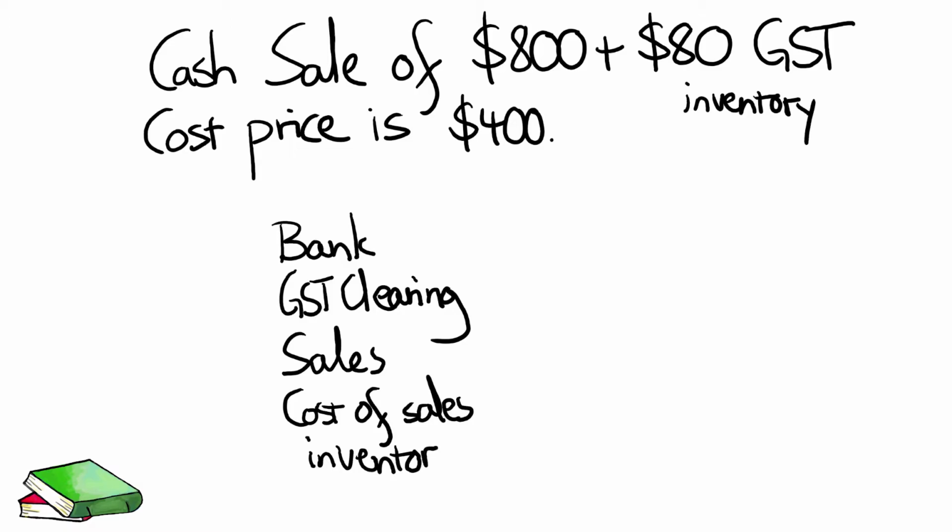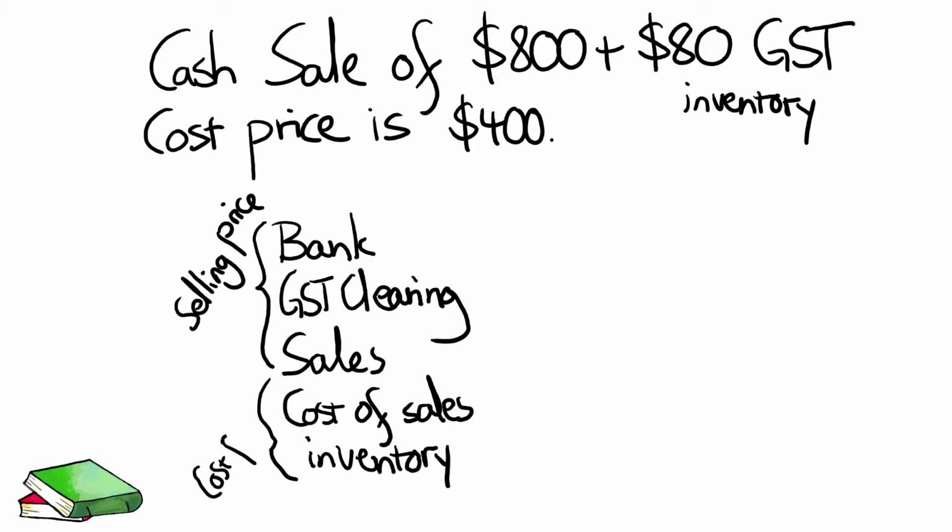So we split it this way because these first three transactions are referring to the selling price, and then the last two are the cost price.